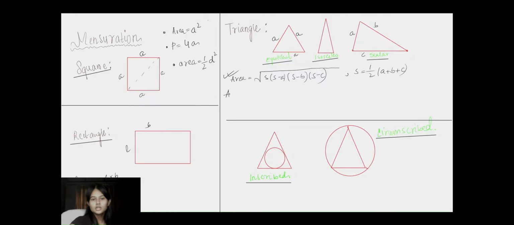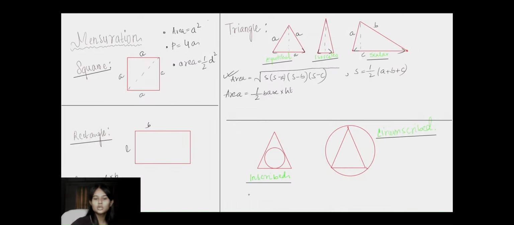Alright, so now there is also another formula for area, that is half base into height. Always keep in mind, height is always the distance of the opposite vertex from the base. This is the height for all three and base is this. So half into base into height will get the area of a triangle.